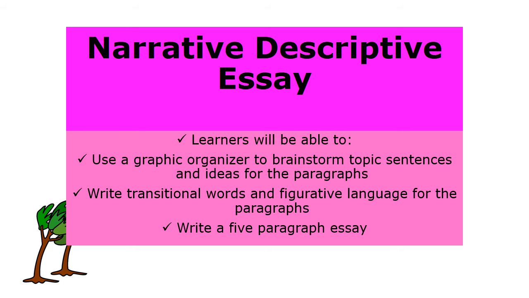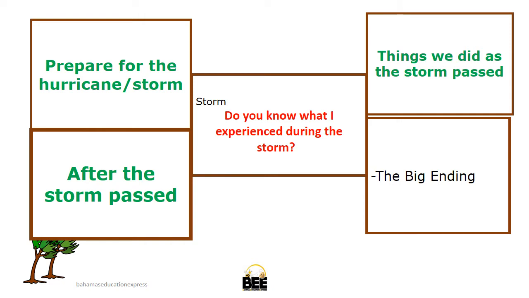Now, for narrative descriptive, in the middle, you will have your topic sentence as usual. So let's look at the middle here. Here's our topic sentence. And around our topic sentence, we have our other 4 squares where we have our topic for each of our paragraphs. And today's writing is talking about the hurricane.